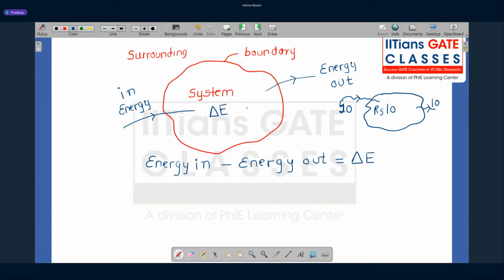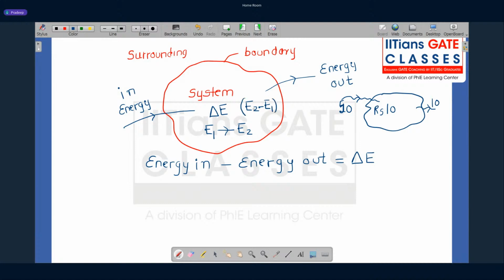So let us say E1 is my initial state, and the system is undergoing a change of state from E1 to E2. And the change is E2 minus E1.